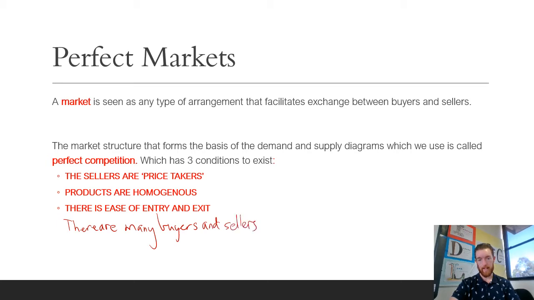And so because of that, they have to accept whichever price buyers are willing to pay, because if you do not have the lowest price, they'll just go to the next person selling the same thing. Products are homogeneous. Homogeneous means essentially identical no matter who you buy them from. But they are essentially identical.